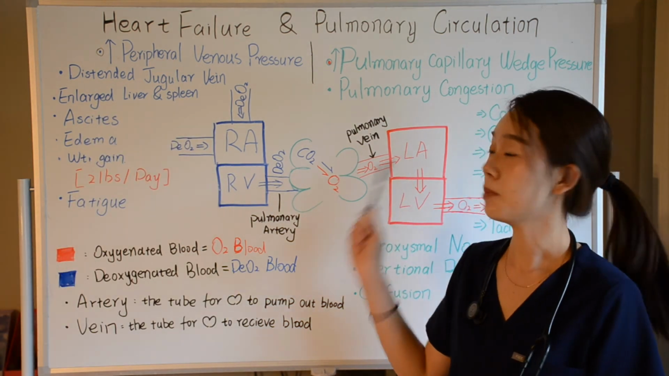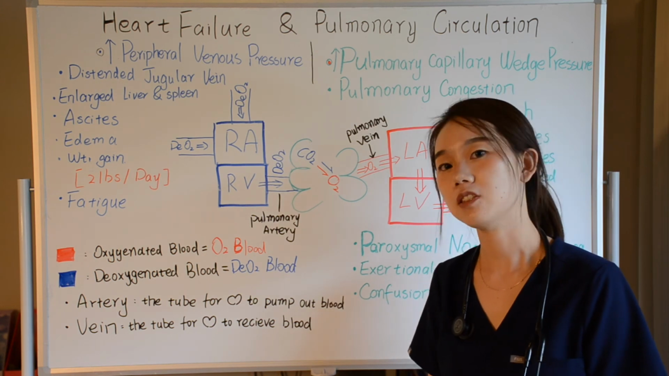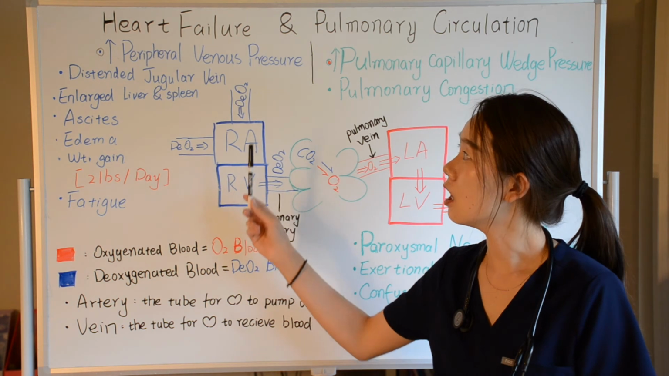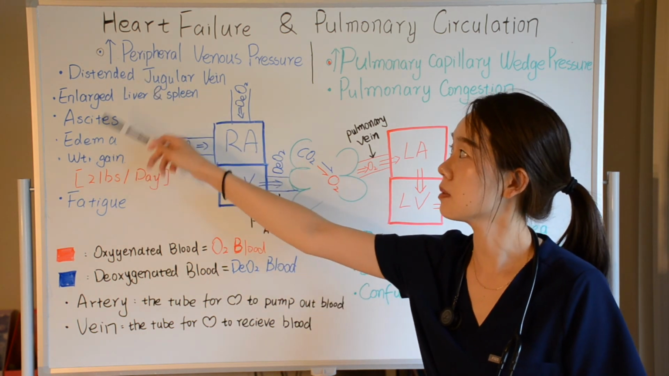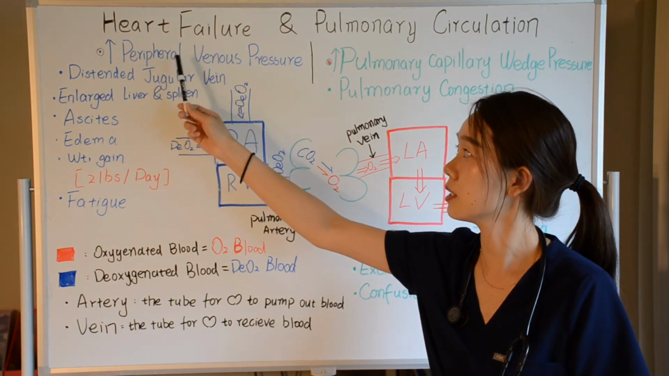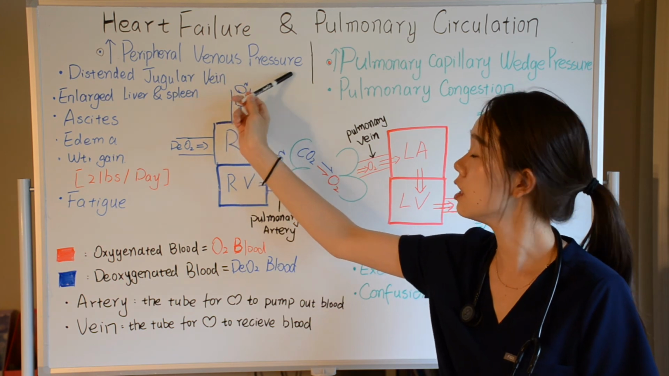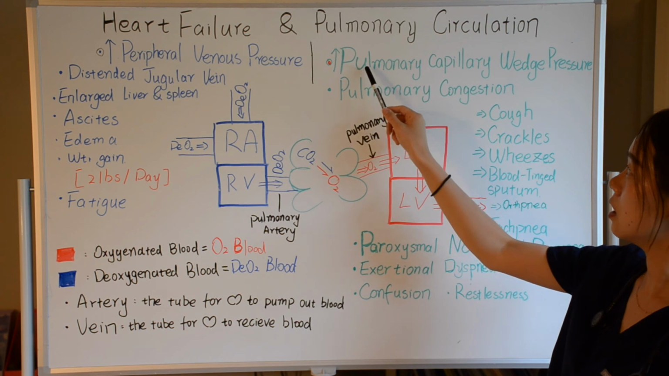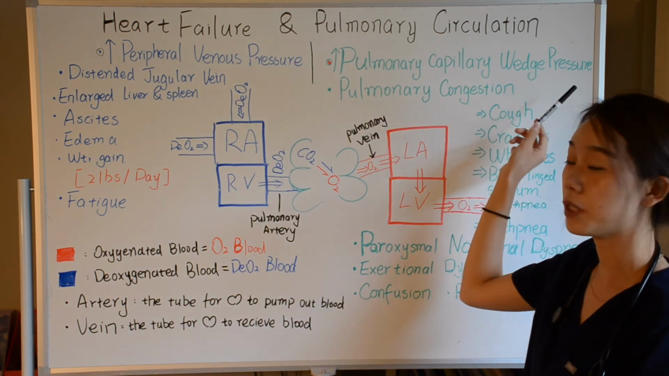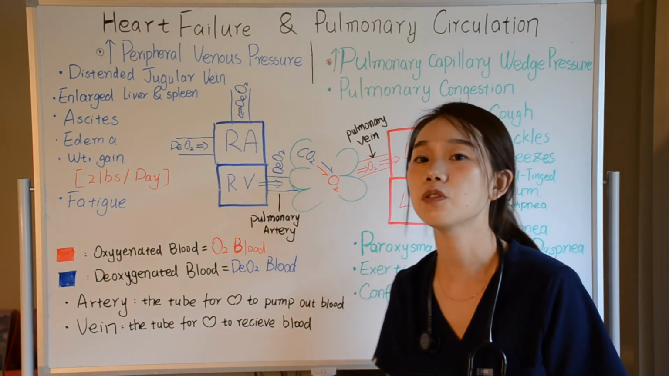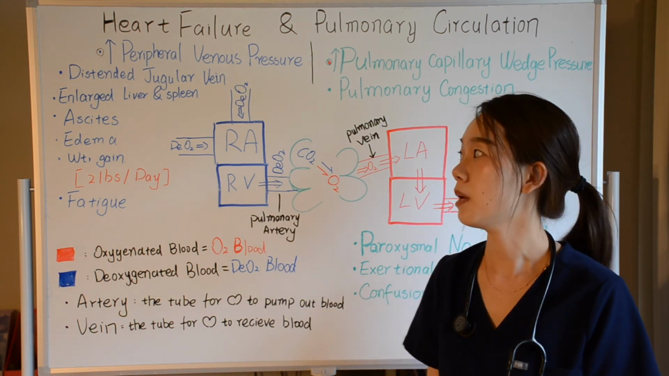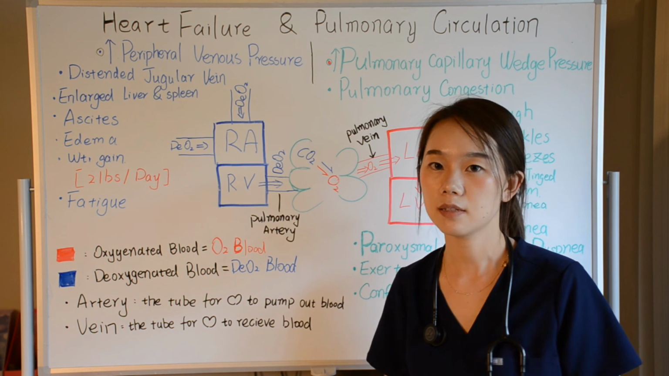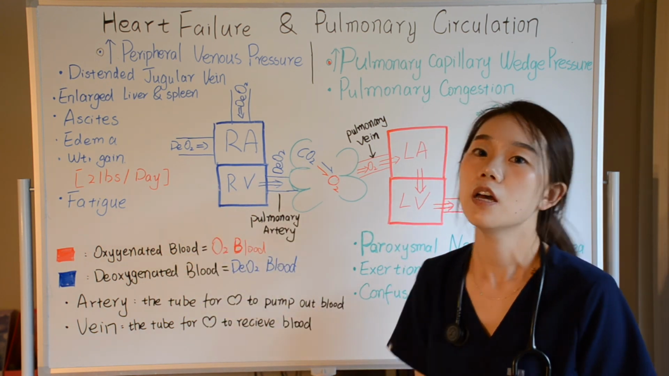After we talk about the pulmonary circulation, you will understand the difference between right heart failure, where all those symptoms are caused by increased peripheral venous pressure, and left heart failure, where all those symptoms are caused by increased pulmonary capillary wedge pressure. And if you understand this, you will automatically remember all the following symptoms and understand the difference between these two.